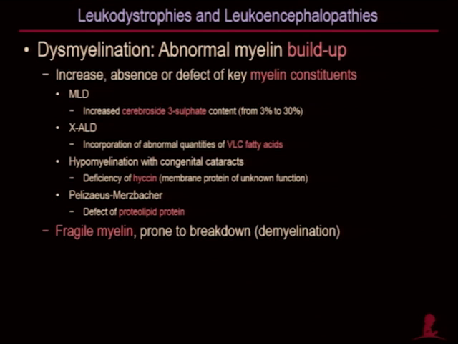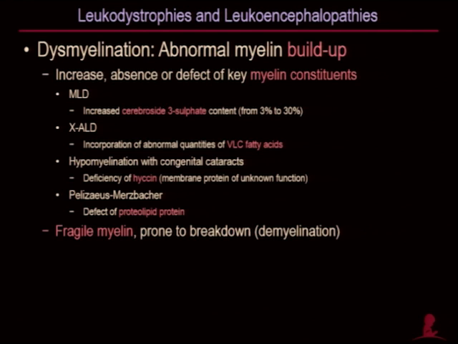We know that, for example, in metachromatic leukodystrophy, cerebroside 3 sulfate content will increase from the normal 3% to, for example, 30%, and this will fragilize the myelin. In XALD, we all know that there is an incorporation of abnormal quantities of very long-chain fatty acids. In a condition which is also labeled as hypomyelination with congenital cataracts, we know that there is a deficiency of a protein which we don't quite understand what it does, but it's called hyccin. And then, as we have seen in Pelizaeus-Merzbacher disease, we know that there is a defect of the proteolipid protein.